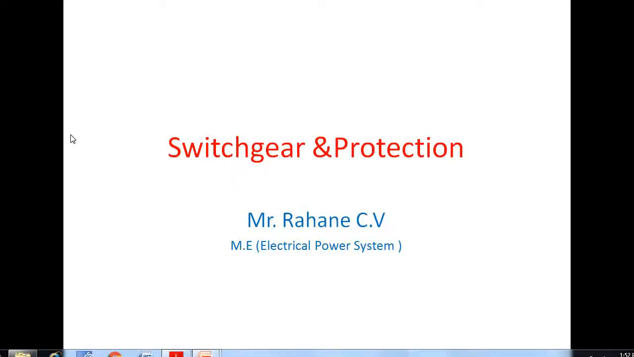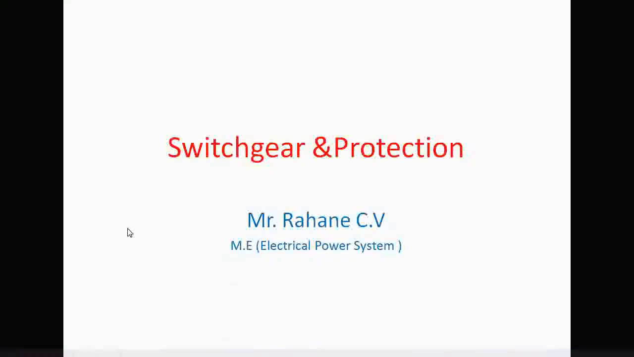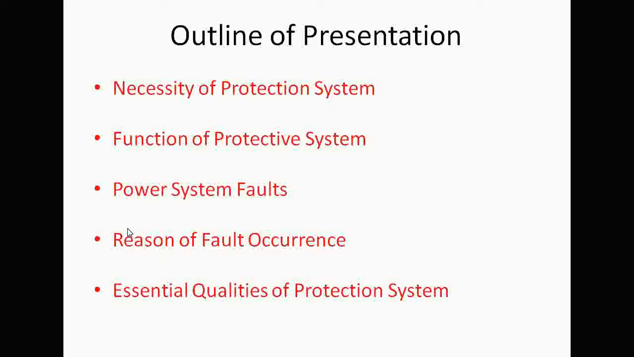Now today our topic is switchgear and protection. Now, basically, this is the outline of our today's presentation. Number one is necessity of protection system. Next one is function of protective system. Then power system faults, reason of fault occurrence in electrical power system, and the last one is essential qualities of protection system. Now today with the help of these important points, for the electrical switchgear we can cover.